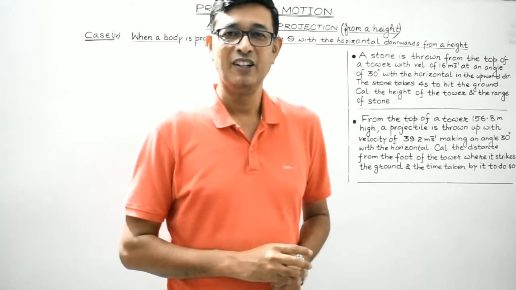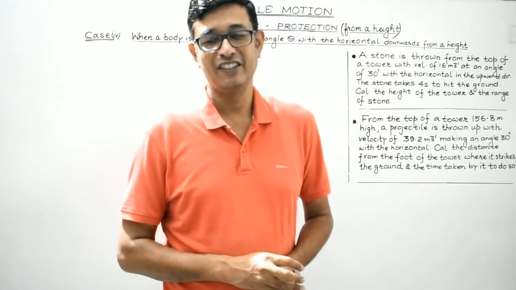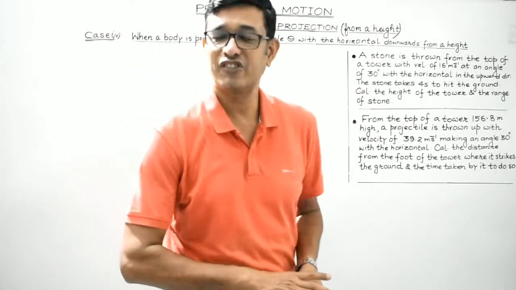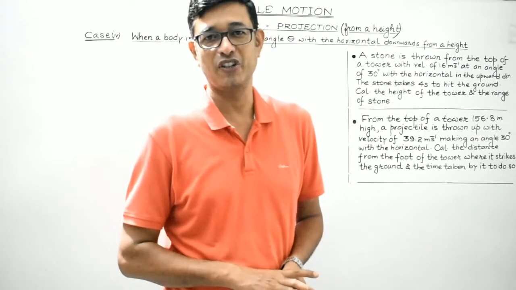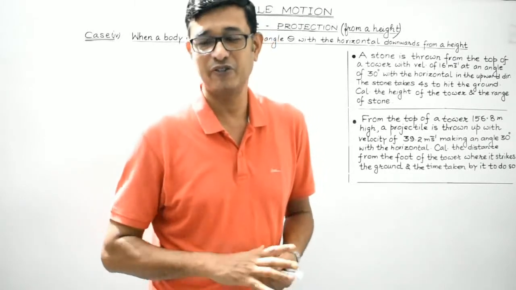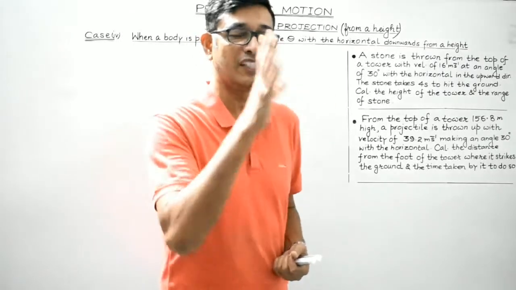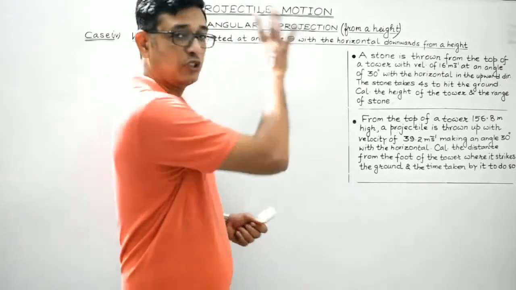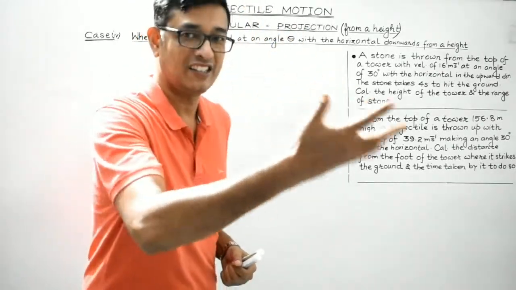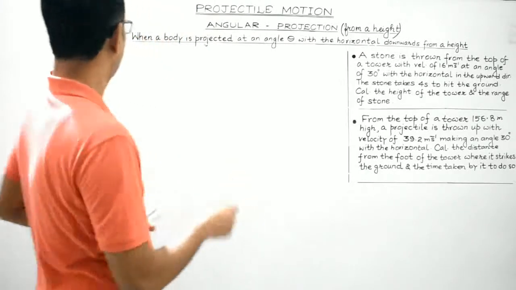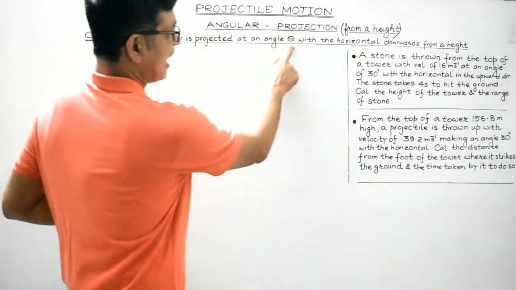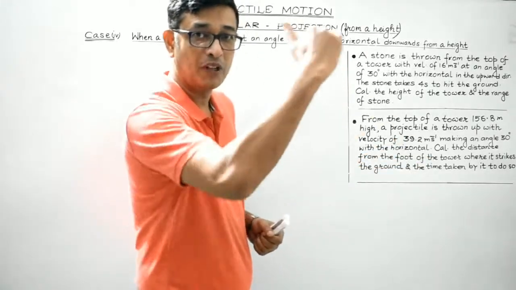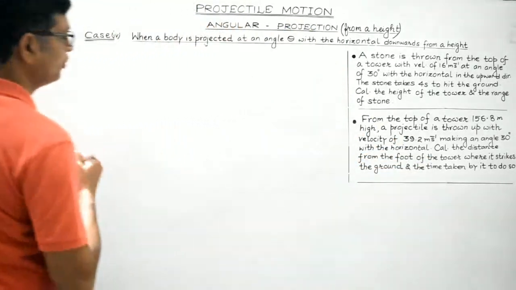Right, students? So let's begin this session. In the previous lecture we discussed case 3. That was the case of angular projection, isn't it? When a body is projected with velocity u making an angle theta with the vertical. Now again in case 4 we will be discussing angular projection but from a height. So case 4 is when a body is projected at an angle theta with the horizontal downwards from a height. So this is the scenario basically.